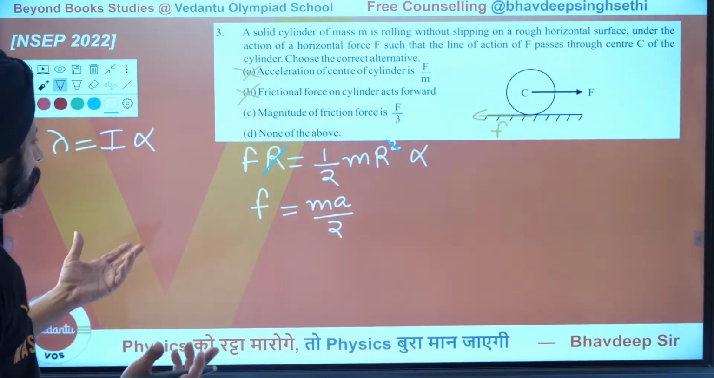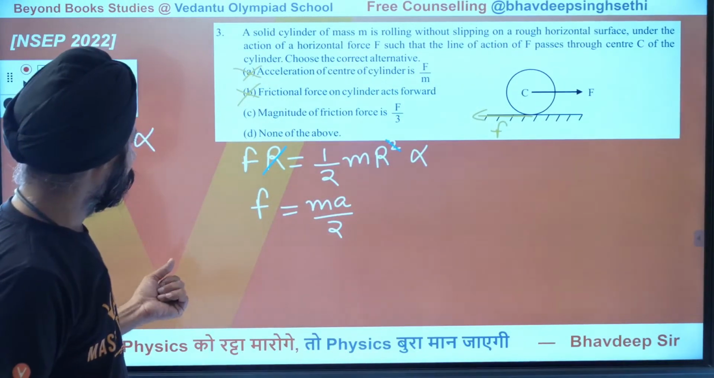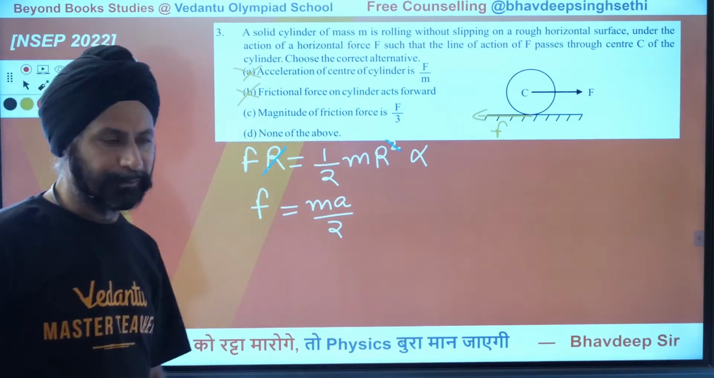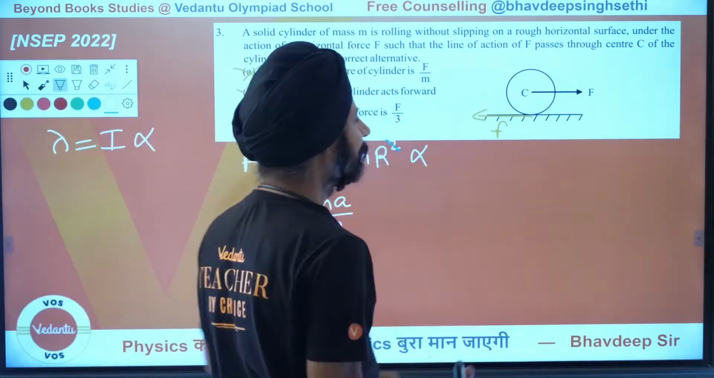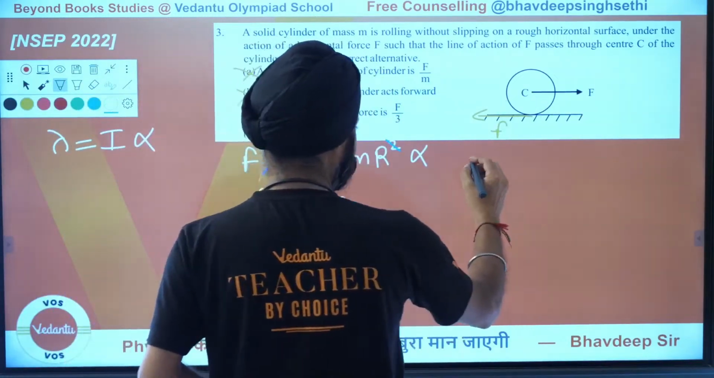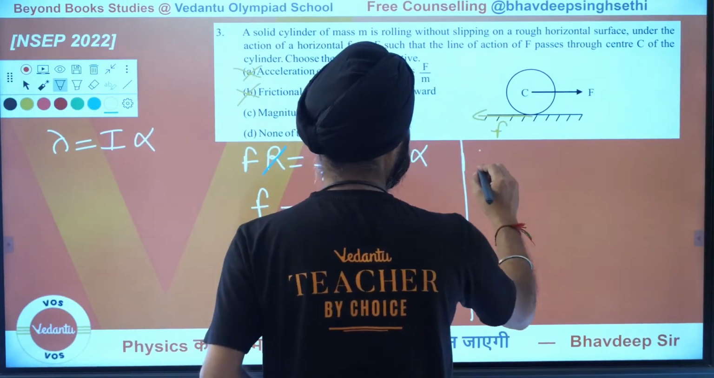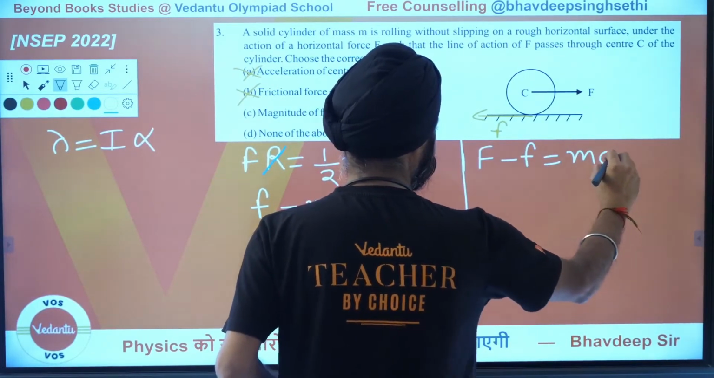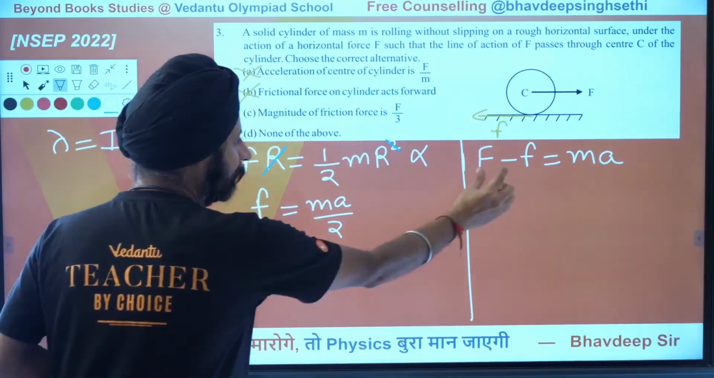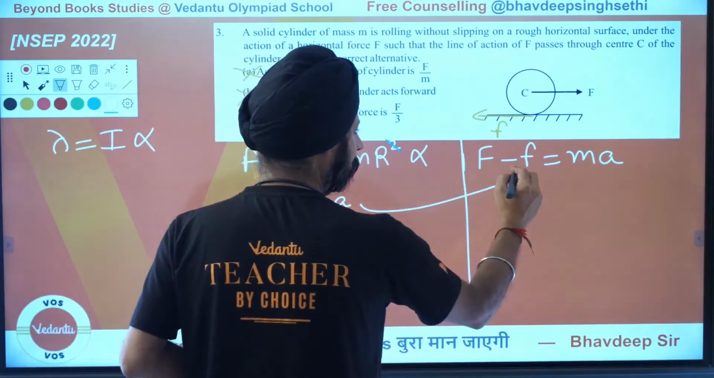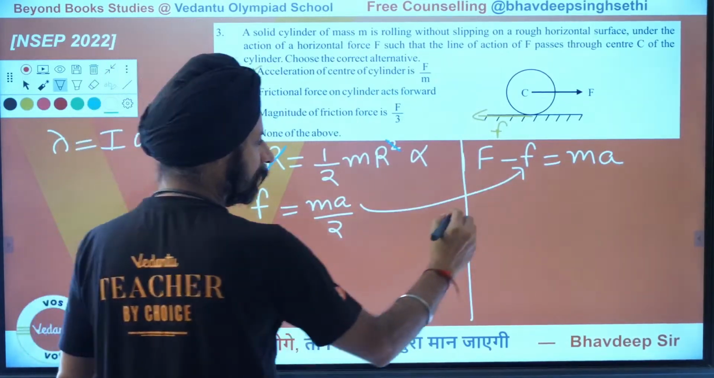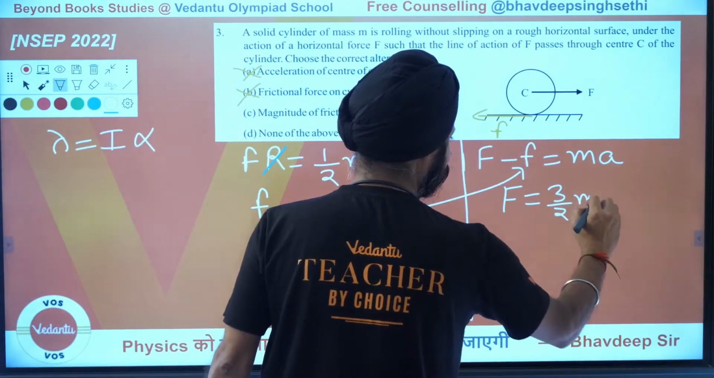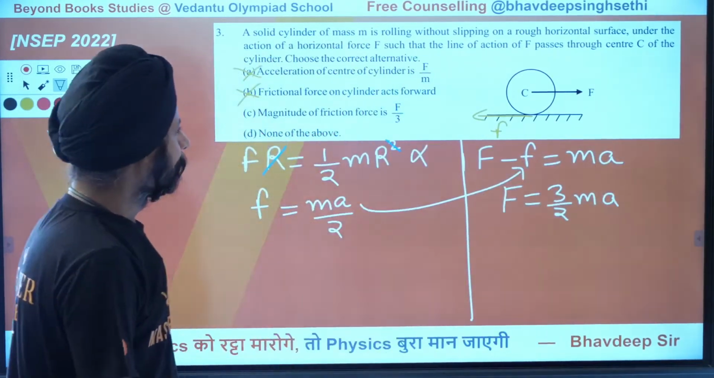Okay, good. But I still do not know what's happening here. I don't know the magnitude of the friction force. Is it F by 3 or none of these? So let's talk about the translatory motion. Translatory motion: F minus f is equal to mass times acceleration. Now I have something here, this f is ma by 2. I can plug that in here. So I get F minus ma by 2 is ma. So I get F is equal to 3 by 2 ma, isn't it? Because that ma by 2 goes in there.